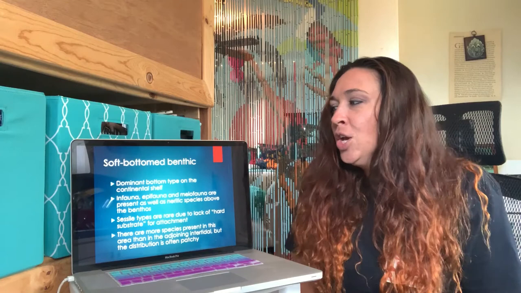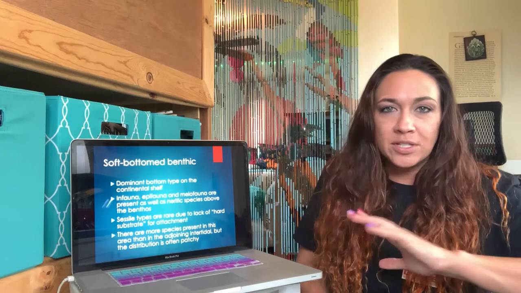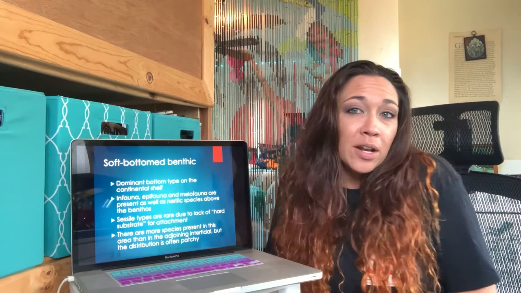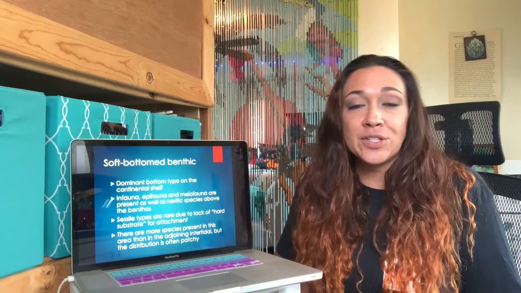So the soft bottom benthic, again, dominates in the ocean. This is kind of like the big one. Most of the ocean is covered in the soft bottom benthos. And that's kind of unfortunate because we don't get a lot of those microhabitats, and therefore we don't get a lot of big species diversity in these soft bottom benthic areas.